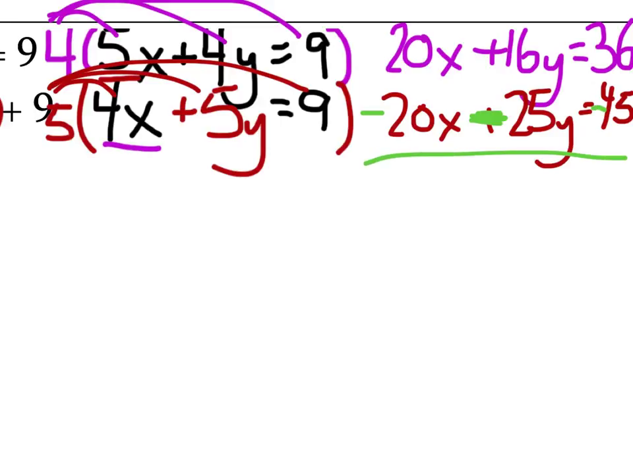All right, let's add. 20x minus 20x. Zero. So 16y minus 25y. Negative 9. Negative 9y equals 36 minus 45.